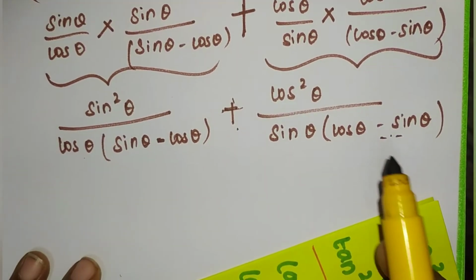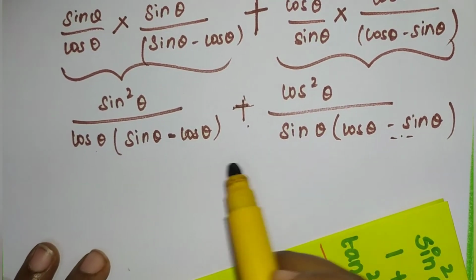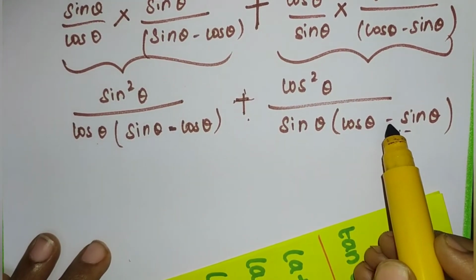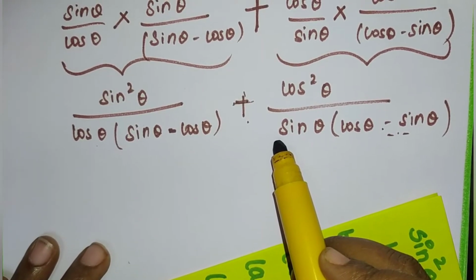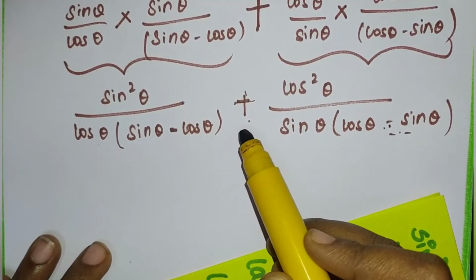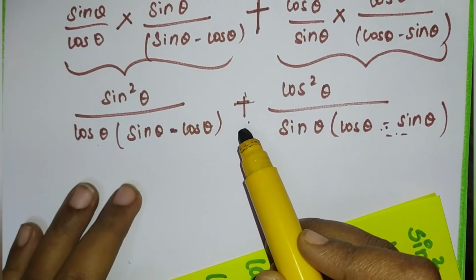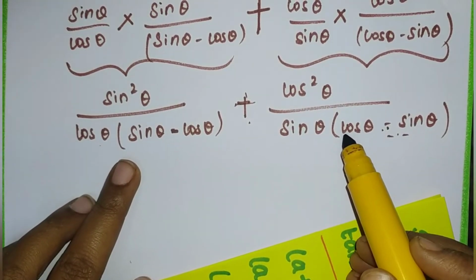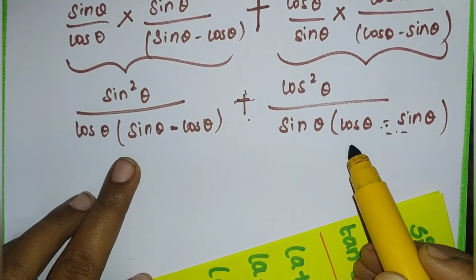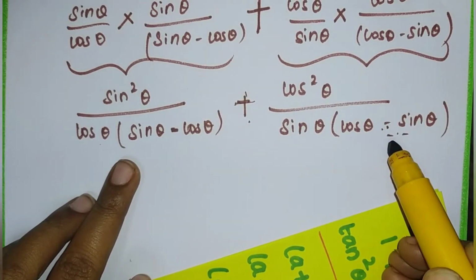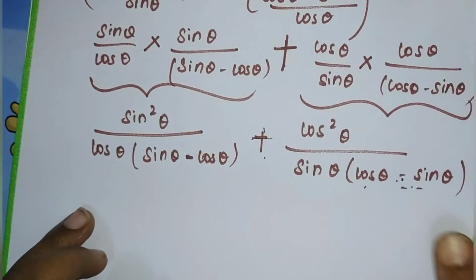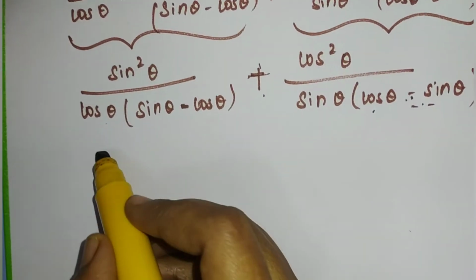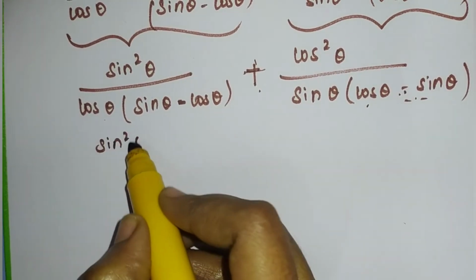How I am going to change is, if I can take a negative outside, then what will be the remaining? This one became negative and this one became positive. So I am going to take a negative outside. Keep the first term as it is.